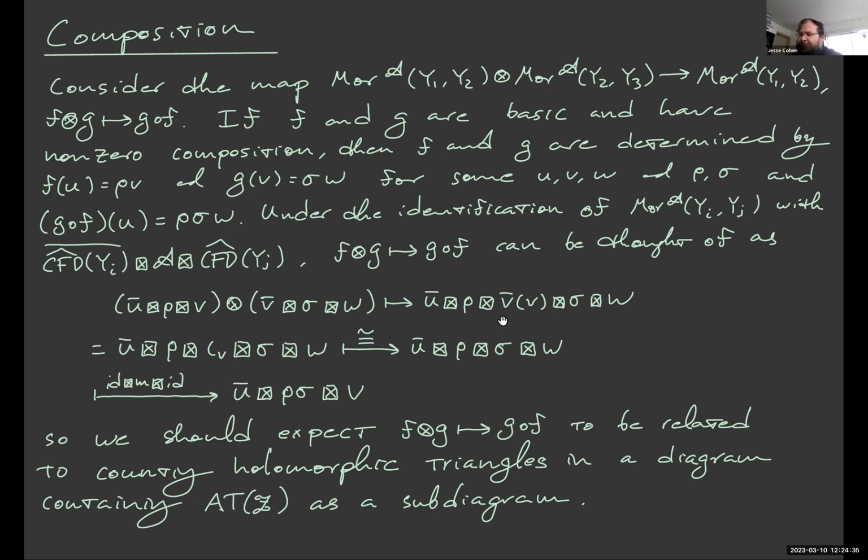So the evaluation map here is valued in the subalgebra of idempotents. So we get U bar tensor rho tensor iota V tensor sigma tensor W. And then one can just send this to U bar tensor rho tensor sigma tensor W via an isomorphism. And then finally, one sends this to U bar tensor rho sigma tensor V. Sorry, that should be W. Apologies. U bar tensor rho sigma tensor W by the identity tensor, the multiplication map tensor, the identity. So you should expect the composition map to be related to counting holomorphic triangles in some diagram that contains AT as a subdiagram.